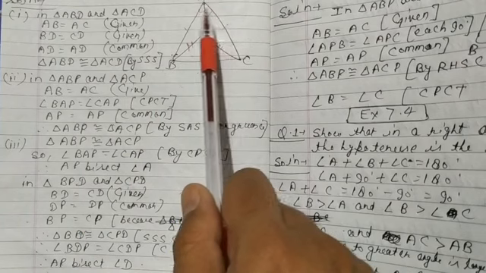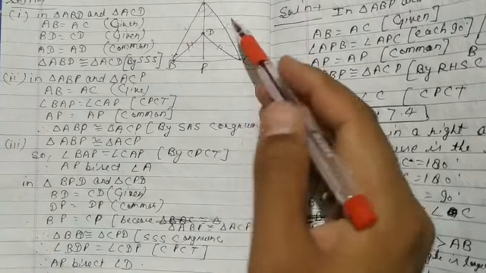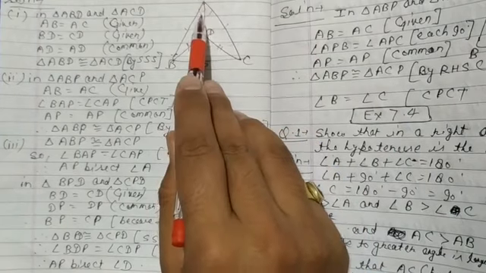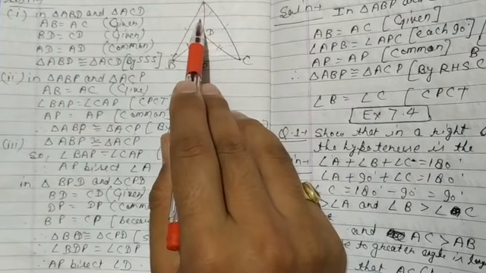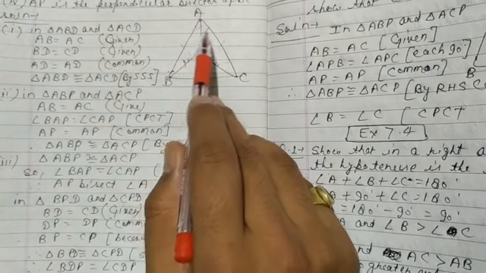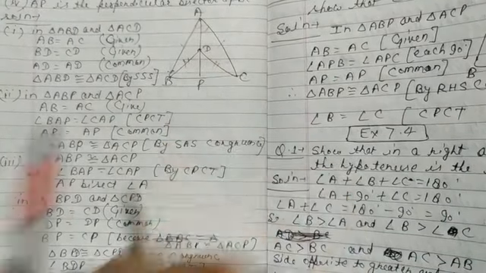Option number third: triangle APB is congruent to ACP, so we know angle BAP equal to angle CAP by CPCT. So we can say angle A is bisected by line AP. AP bisects this angle. Why? Because these two parts of this angle are equal. Complete angle A is equal, these two parts are equal. So AP bisects angle A.